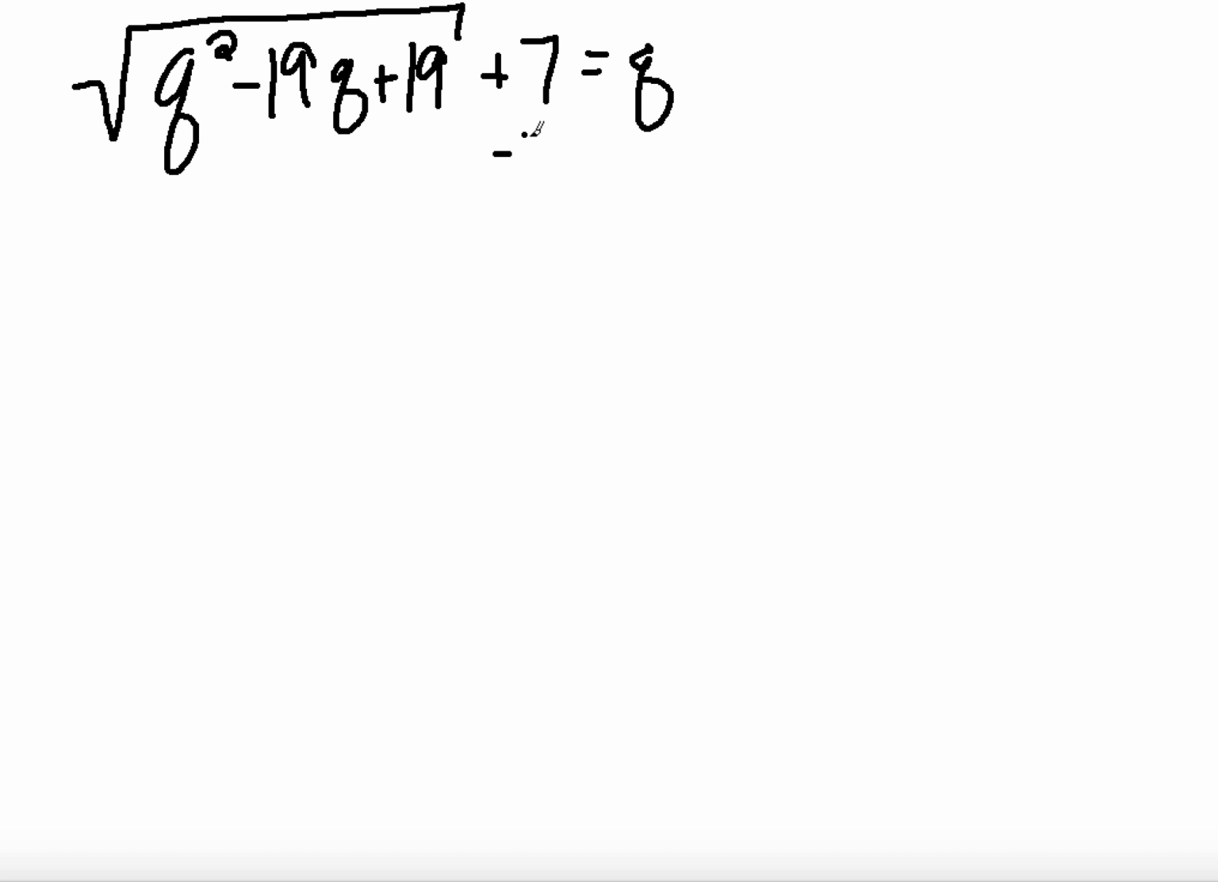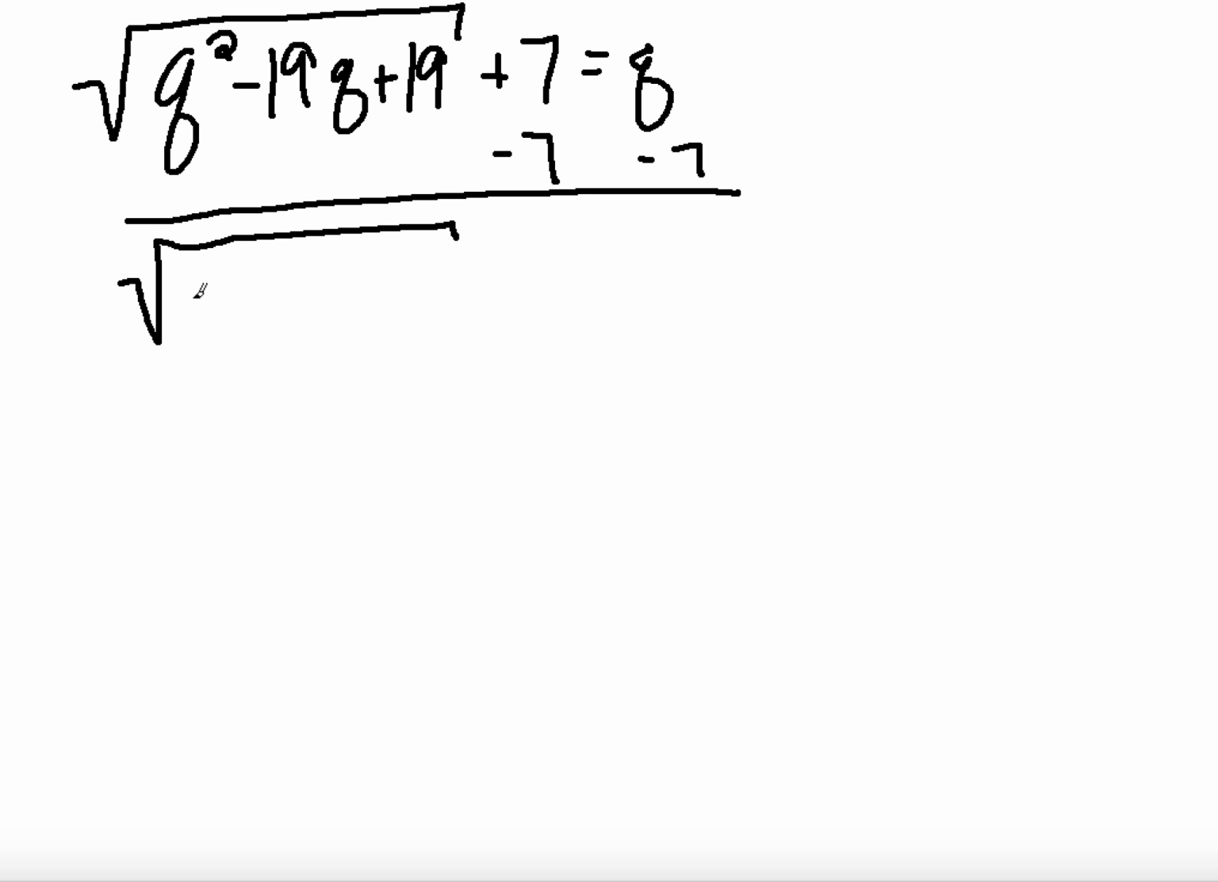So I'm going to move the plus 7 to the other side by doing minus 7 so that I can address the radical issue. Once the radical is alone, then I'm able to address it. But until that point, I can't. So I get q minus 7.